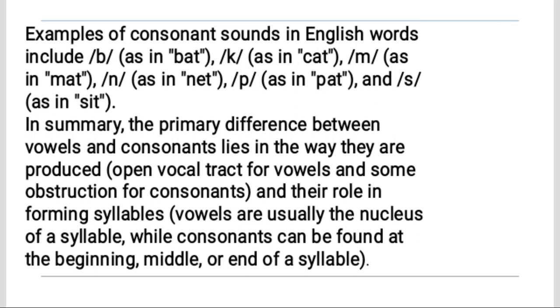In summary, the primary difference between vowels and consonants lies in the way they are produced: an open vocal tract for vowels and some obstruction for consonants, and their role in forming syllables. Vowels are usually the nucleus of syllables, while consonants can be found at the beginning, middle, or end of the syllables. So basically, the core of syllables is called vowels, and there may be consonants in front, in the middle, or at the end of the words. So these have the peculiar and particular sounds.